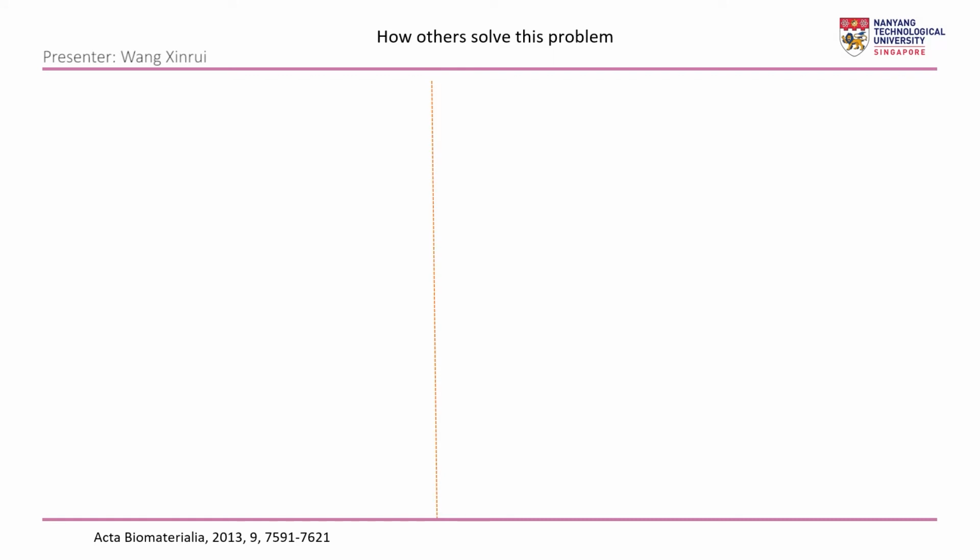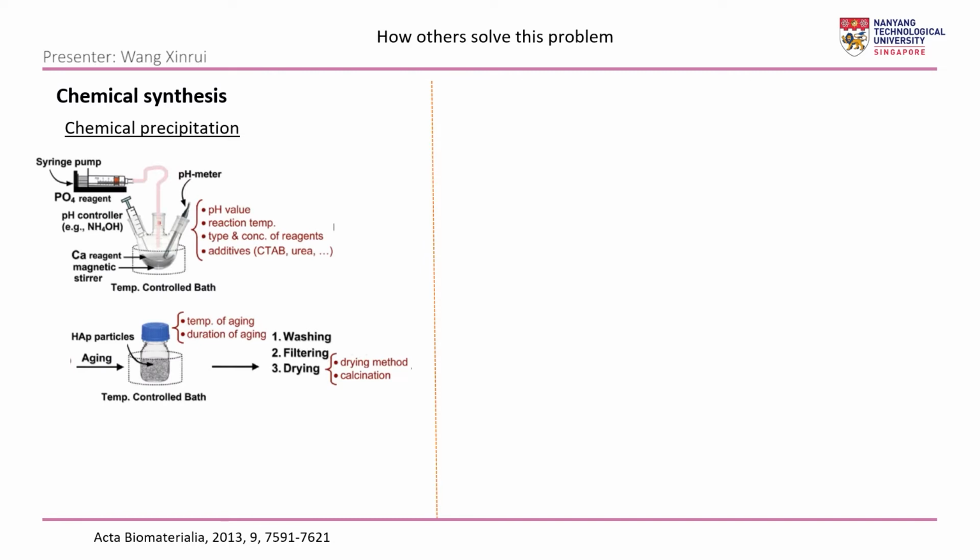Now I'm going to introduce how other people solve the problem. The first type is conventional chemical synthesis. Chemical precipitation is favored due to the convenient operation. Researchers synthesize HAP nanorods through this method by adding ammonium hydroxide drop by drop into acidic HAP suspension.